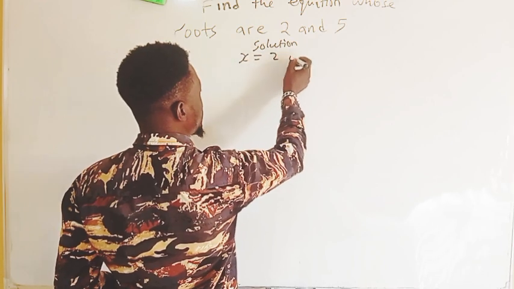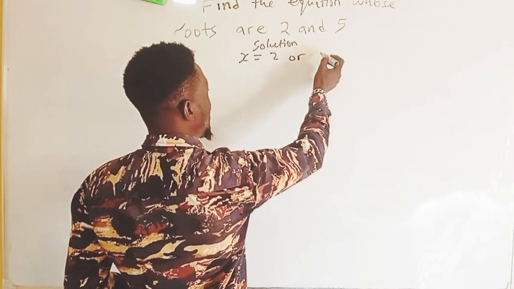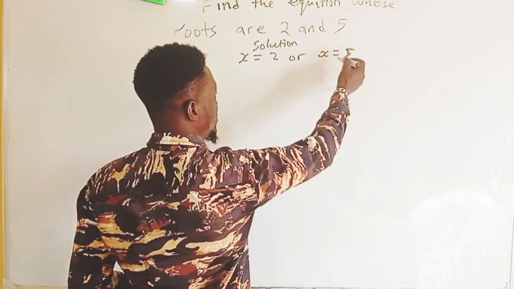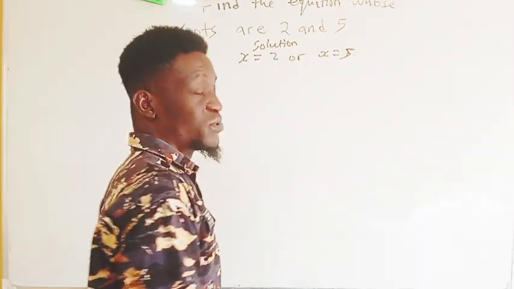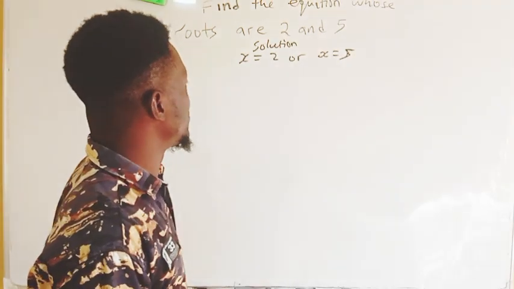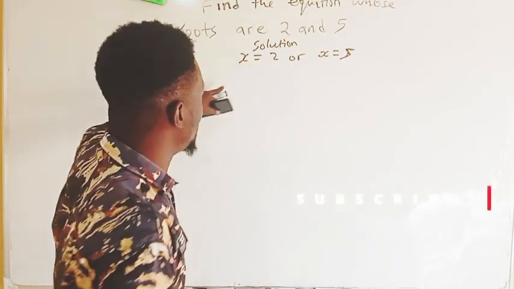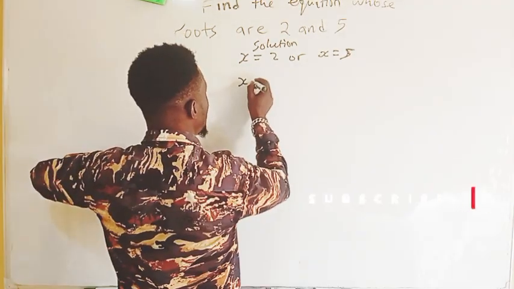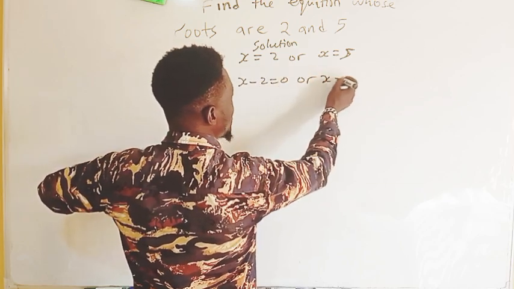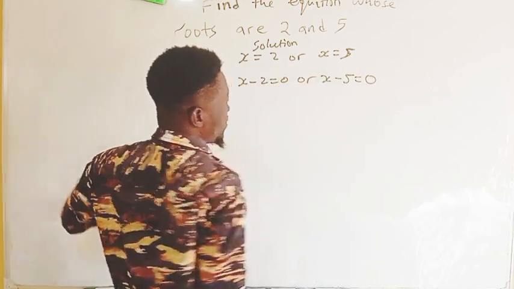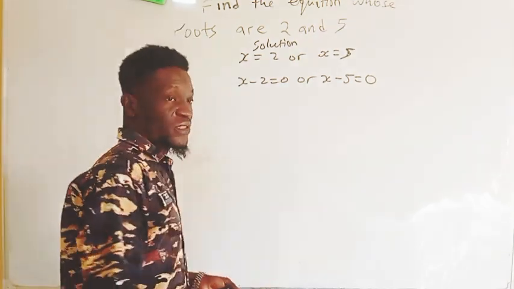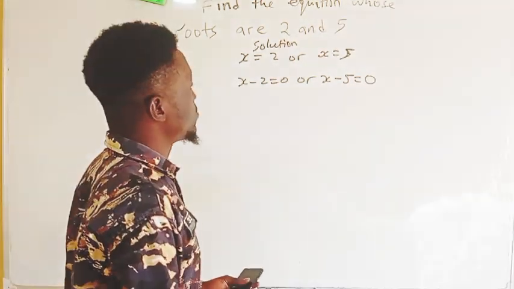Our x is equal to 2, or x is equal to 5. So these are the two possible solutions that can arise. This can also be written as x minus 2 is equal to 0, or x minus 5 is equal to 0. Remember, we are told to find the equation whose roots are 2 and 5.